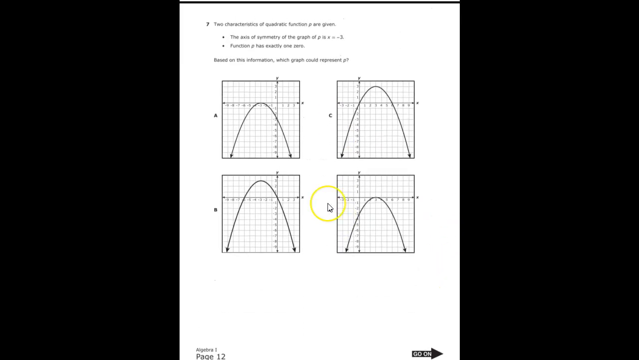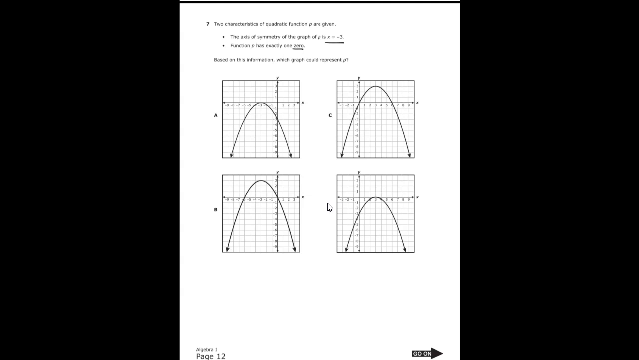Number 7, it says two characteristics of quadratic function p are given. The axis of symmetry of the graph of p is x equal to -3. The axis of symmetry passes through the point where the graph changes direction. If it's going up, at that point it starts to come down. If it's coming down, at that point it starts to go up. Function p has exactly one zero, which means that it touches the x-axis at only one point.